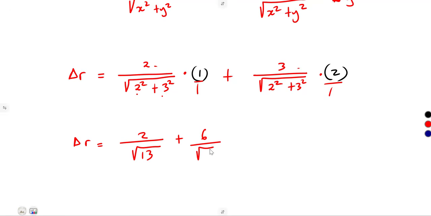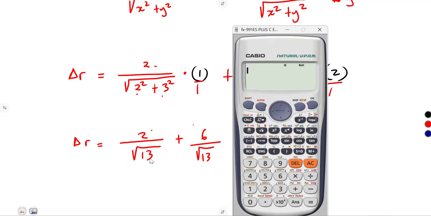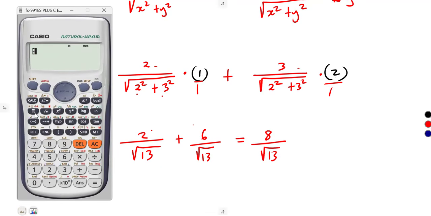This one is going to be the square root of 13 again. As we can see, the denominators are the same, or just use your calculator, it's up to you. Or you can just add the numerators together. So that's it, 8 over the square root of 13. We are done. Or you can write it in exact form, 8 over the square root of 13.